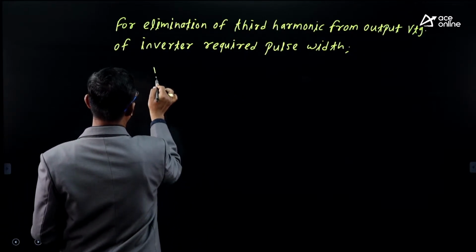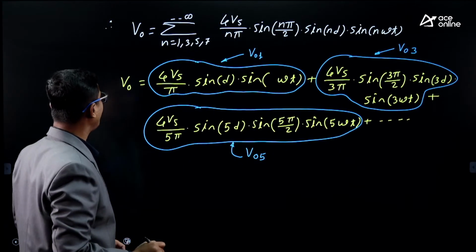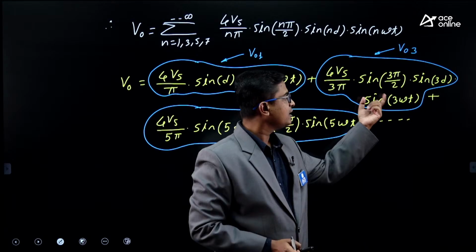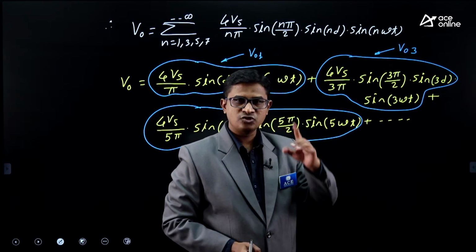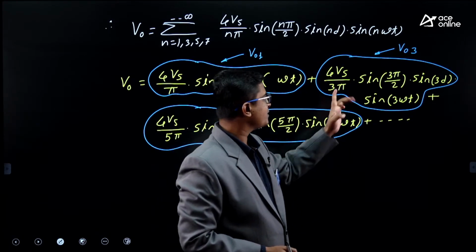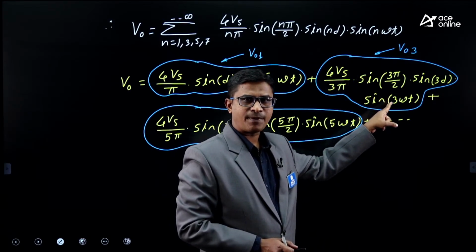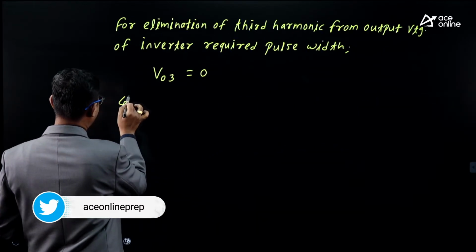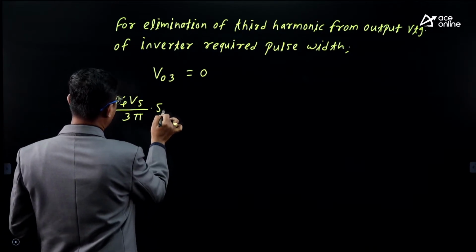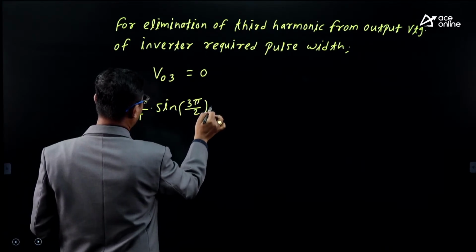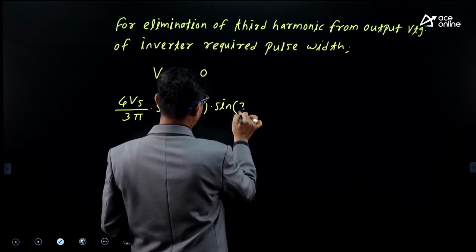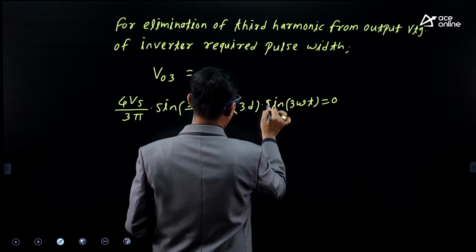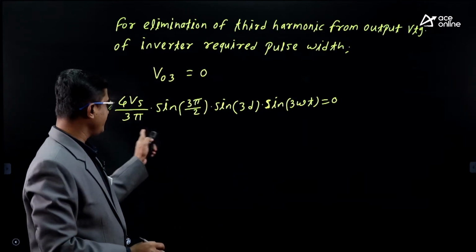the third harmonic from the output voltage means V03 should be equal to 0. You can check the Fourier series expression; this is the Fourier series expression of my inverter output voltage. If I want to remove the third harmonic, the output voltage corresponding to the third harmonic should be 0, so V03 should be 0. Now what is V03? 4 Vs by 3 pi sine of 3 pi by 2 into sine of 3d into sine of 3 omega t is 0. So we need to write 4 Vs upon 3 pi into sine of 3 pi by 2 into sine of 3d into sine of 3 omega t. This should be equal to 0. Are you getting the point? This is the V03 I have written.